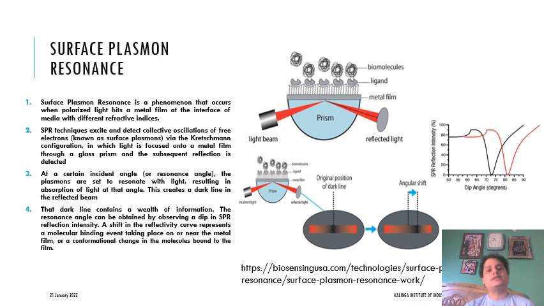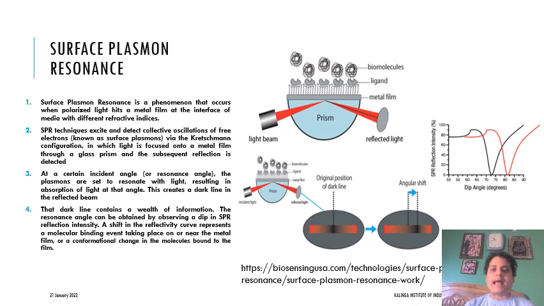Now what is the necessity of taking a glass prism? When a polychromatic light that contains multi-wavelength or multi-frequency components passes through it, the glass prism converts that light into a monochromatic light that contains a single wavelength. Understood? And the subsequent reflection is detected with the help of the detector.